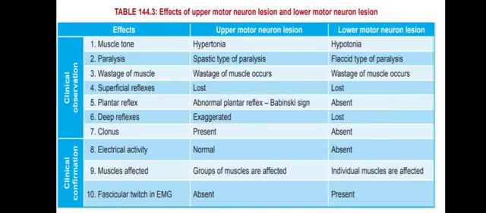The final clinical confirmation is fasciculation twitch in EMG, which is absent in the UMN lesion. At the same time, in the LMN lesion, it is present. So that is all about the UMN lesion and LMN lesion. That's all about the pyramidal tracts and descending pathways.